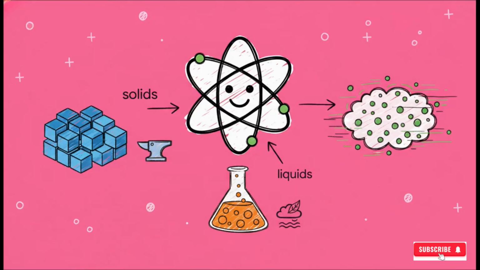So, to break it down a bit, every element is defined by its own special kind of atom. And while you might picture elements as being solid, like iron in a building or the carbon in a pencil, they can actually exist in any state. We breathe oxygen gas every second, and some, like mercury, are even liquid at room temperature.